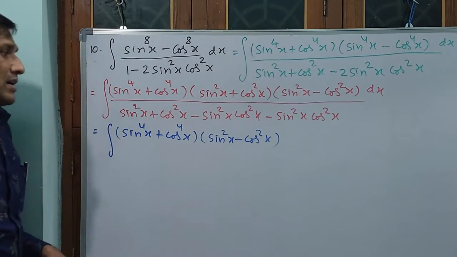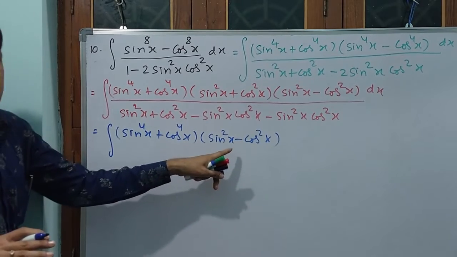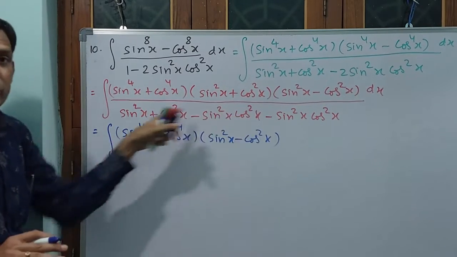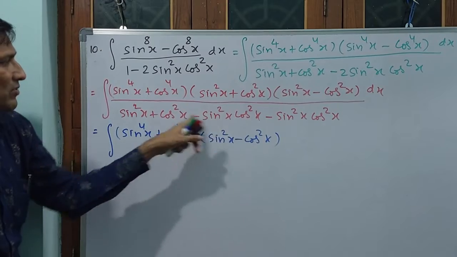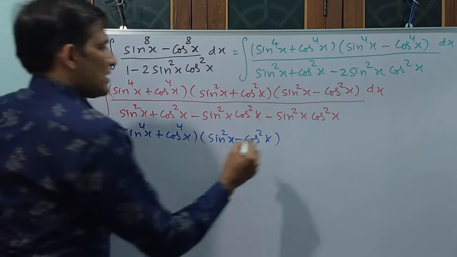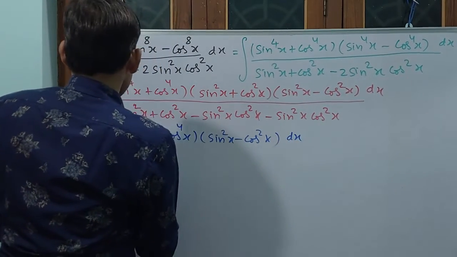Okay, let it be. Why? Because don't change this again. Let us see what will come in the denominator and all. If sin square x cos square x comes in the denominator, they will cancel each other. Okay, dx, numerator divided by.